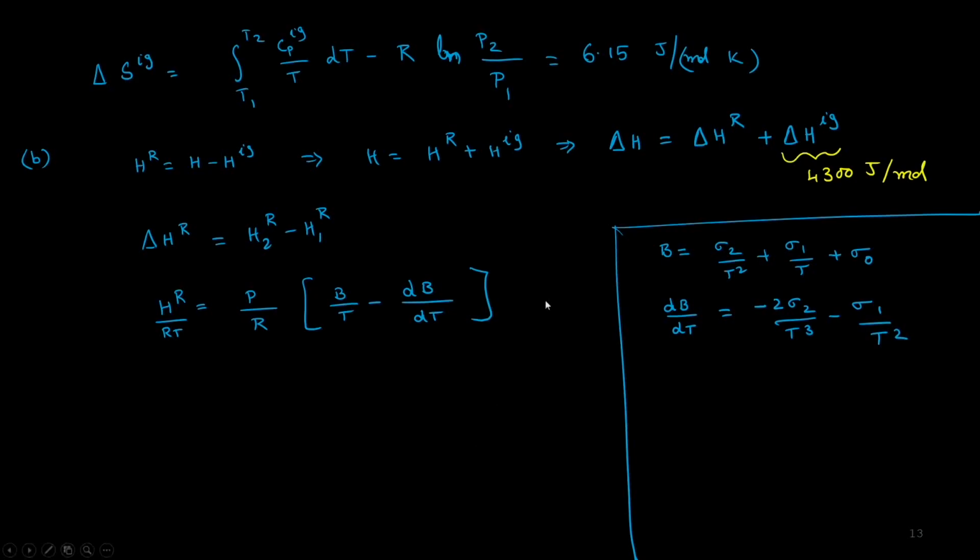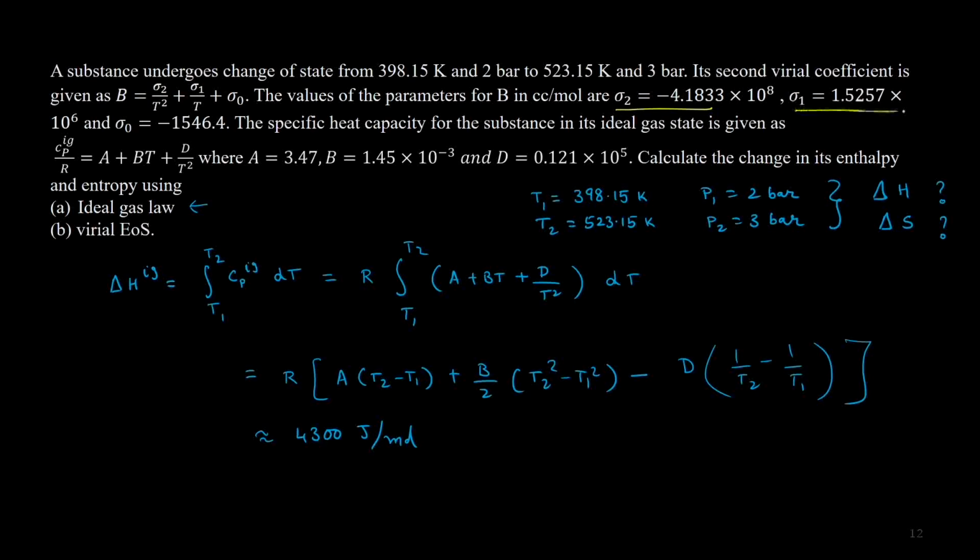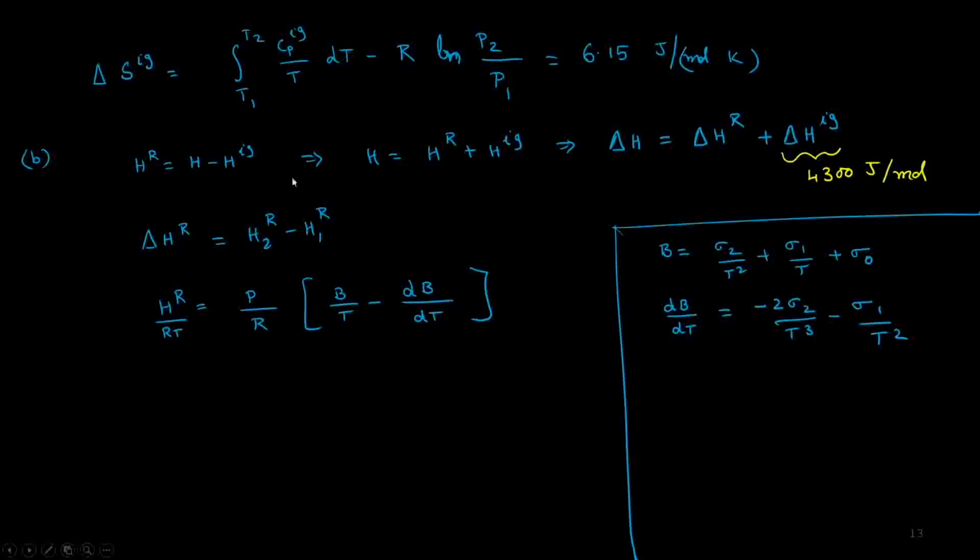Once I have these two expressions and I have the values of sigma 2, sigma 1, and sigma naught given to me, I can use these three values of sigmas and calculate both the quantities I require at the initial and the final conditions. The initial temperature is 398.15 Kelvin. The final temperature is 523.15 Kelvin.